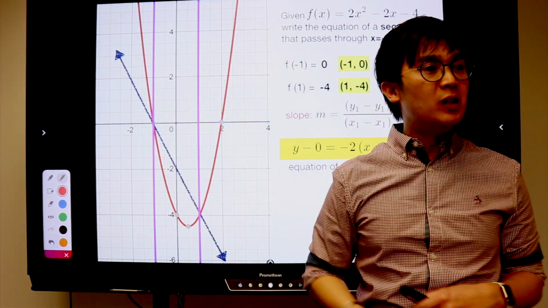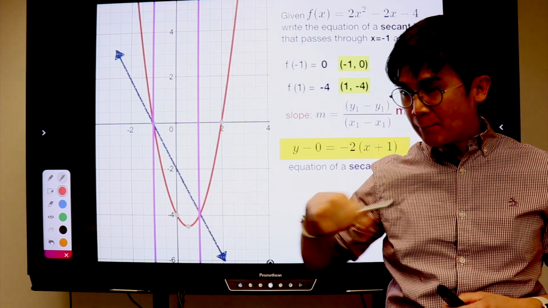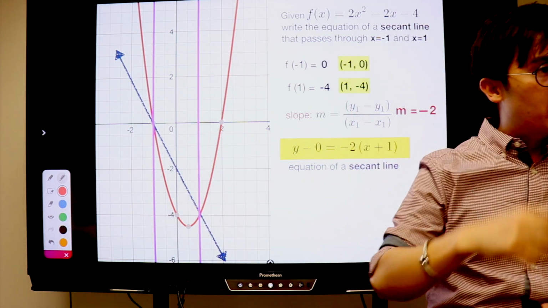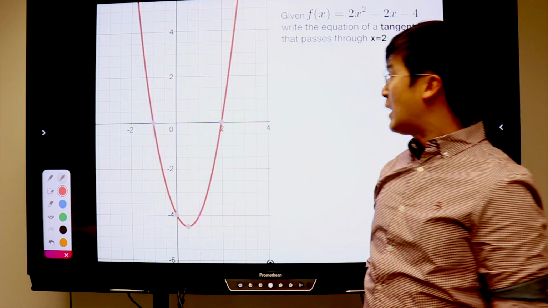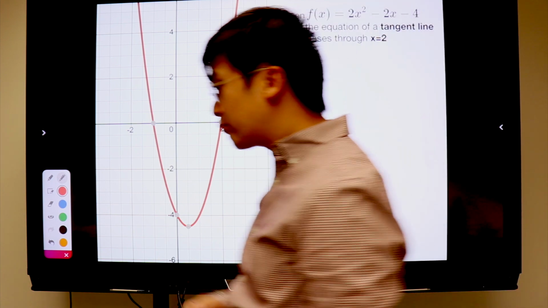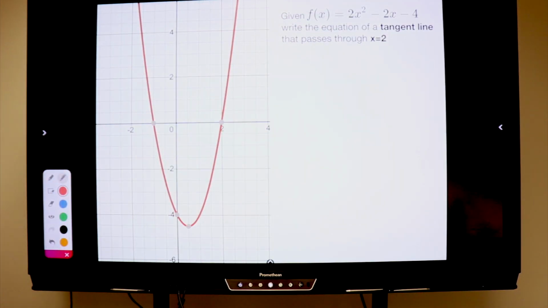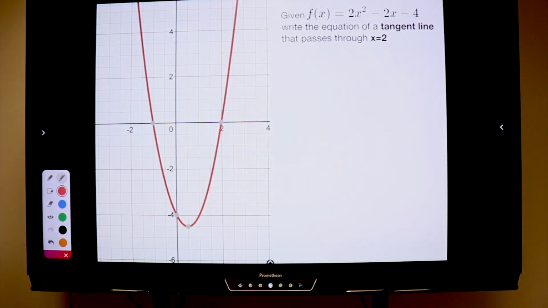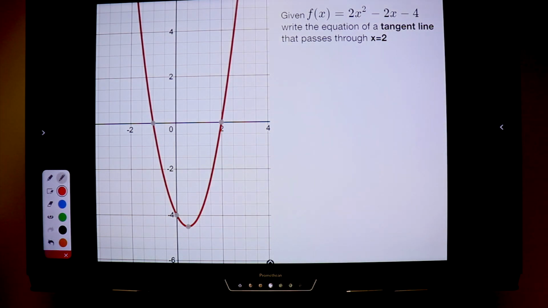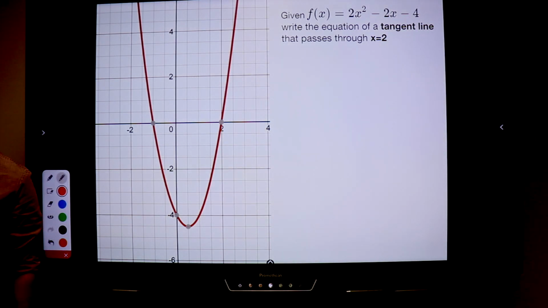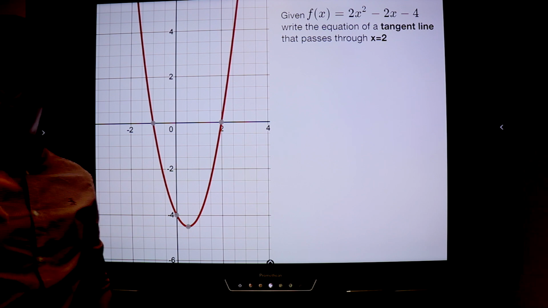Okay, it's still easy because it's still algebra. The two examples that we did are both an algebra and geometry problem. Now look at this problem. Tell me what's the difference between this problem and the other two. One, it's a tangent line, and what else? It only gives one x. You're only given one x value.